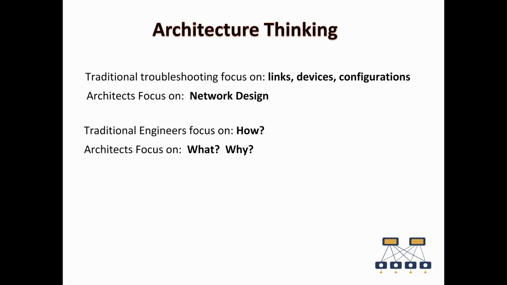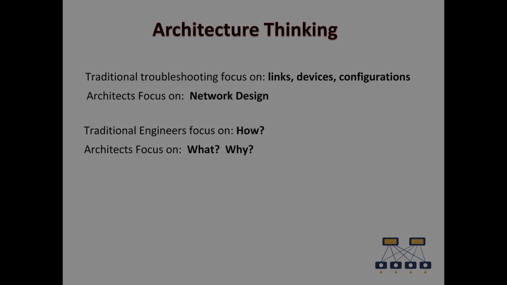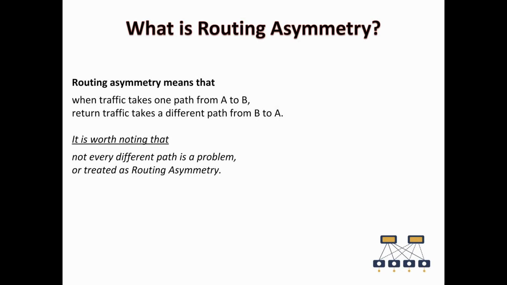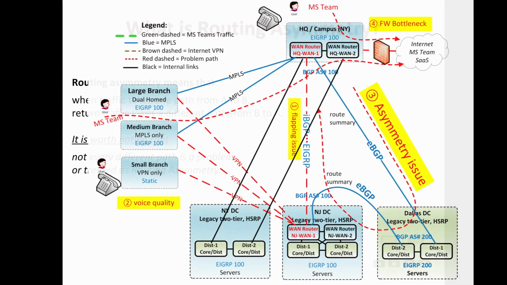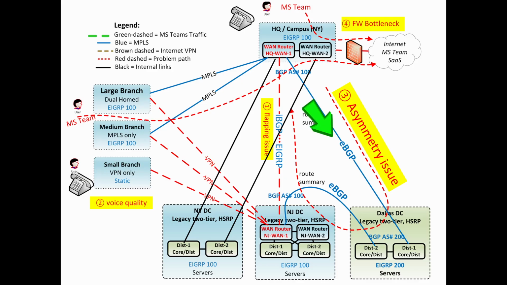For example, what is routing asymmetry? Why does the asymmetry issue happen? And here's the key insight. Once you deeply understand the what and the why, the how almost answers itself. What is routing asymmetry? Routing asymmetry means that when traffic takes one path from A to B, return traffic takes a different path from B to A.